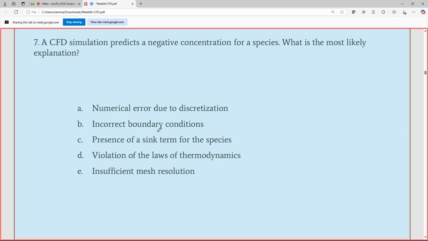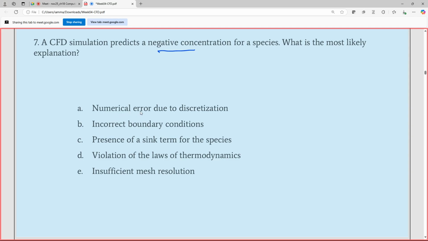A CFD simulation predicts a negative concentration for a species. What is the most likely explanation? So, when solving a CFD simulation with species transport, a negative concentration is predicted for a species. What is the most likely explanation?